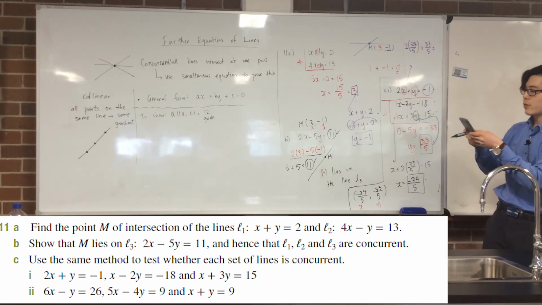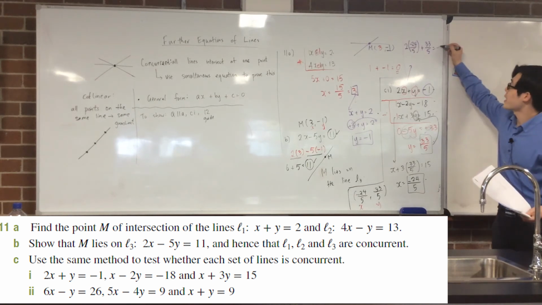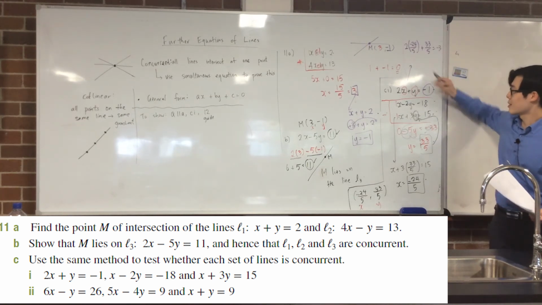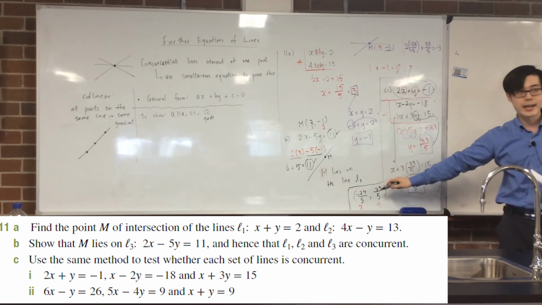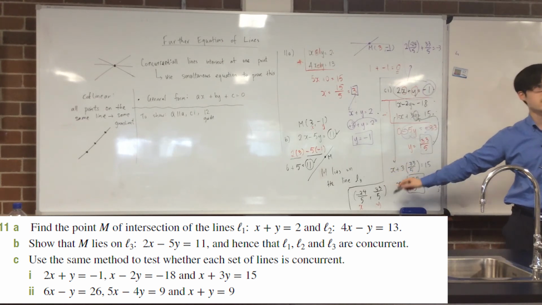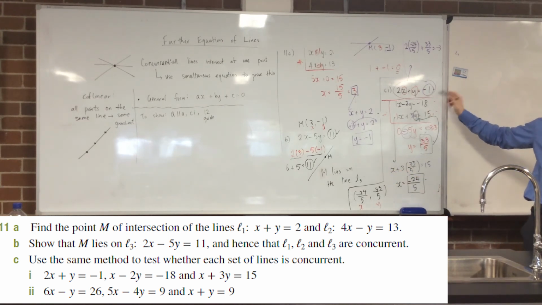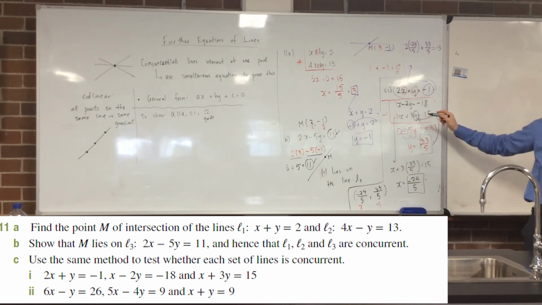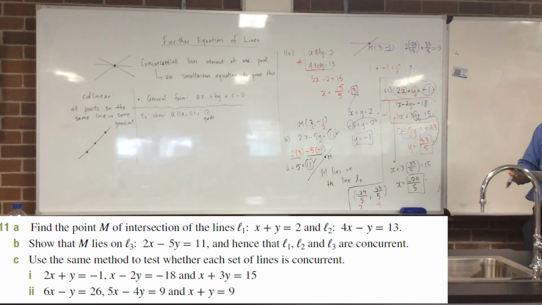2 times minus 24 over 5. We got minus 3. So this coordinate does not lie on that line, which means the three lines are not concurrent. Okay, so you just say that as an answer. All right, so I'm glad I did that because it's not always the same.